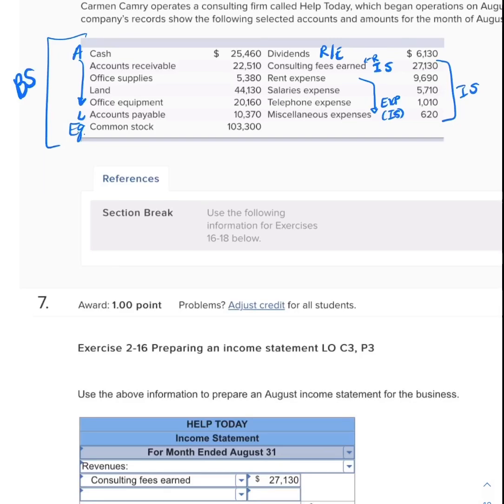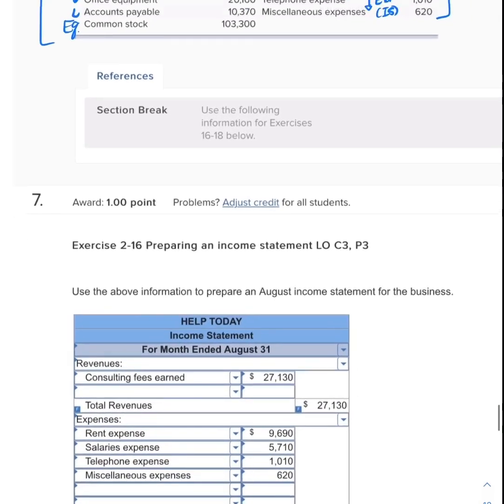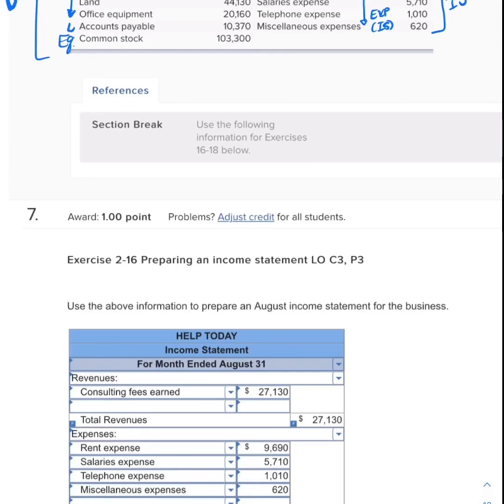So when we come down, we'll see consulting fees earned, $27,130. Boom, right there that goes. That's our only revenue, so that gives me my total revenue. Once again, don't be concerned if there are extra lines. All lines do not have to be used to mean you got the answer correct. Oftentimes they will give you an extra line, or even 3 or 4 lines sometimes, just to see if you really know what you're doing or if you're just plugging stuff in to fill in all the blanks. So make sure you don't fall for that trick.